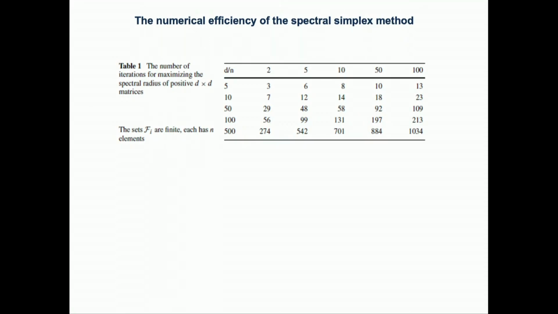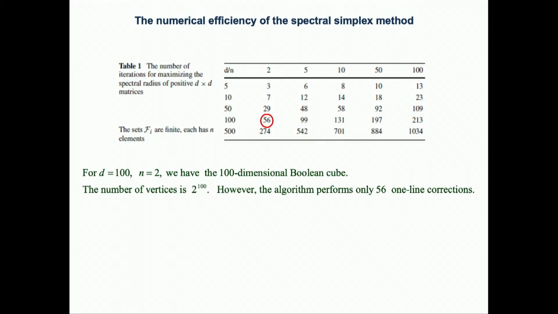Well, these are numerical results. We see that it really works efficiently. For example, in the row, we indicate the number of elements in each uncertainty set. We assume it's finite. And in the column, we indicated the dimension. For example, in the dimension 100, in the Boolean cube, when we have just 2 rows, of course, the Boolean cube has 2 to the power 100 vertices, but the spectral simplex method does just 56 iterations. And within 12 seconds, it finds the absolute minimum.